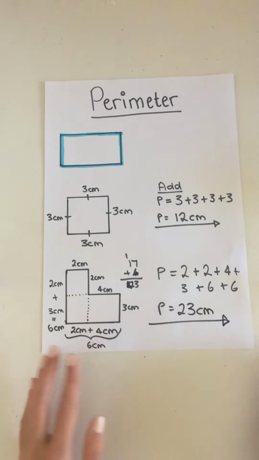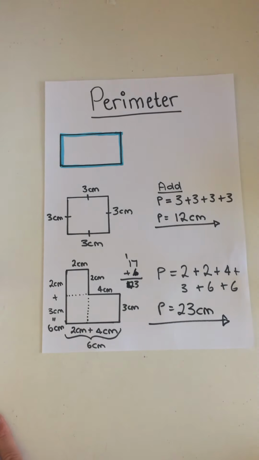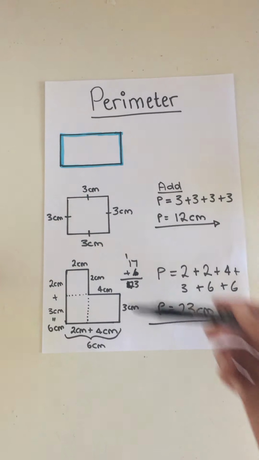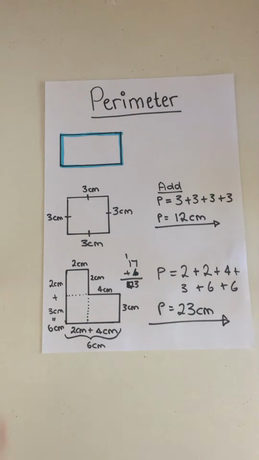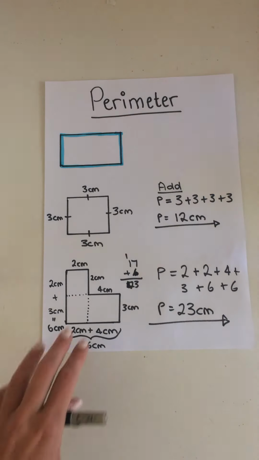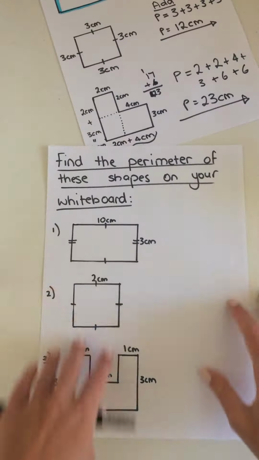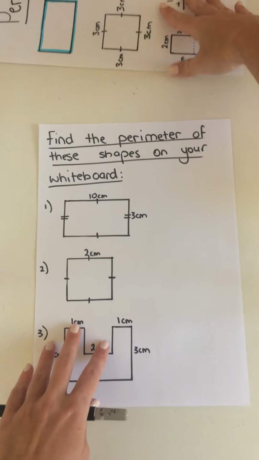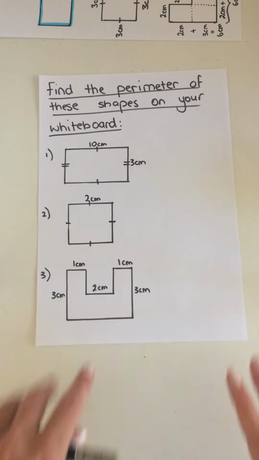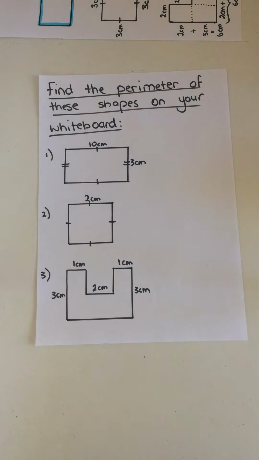So it doesn't matter what shape you have. To get the perimeter, you always add all the sides together, and sometimes we have to find the extra or unknown sides by ourselves using what we know about the shapes. So if you understand this clearly, please pause the video now and try these examples on your whiteboard by yourself. Find the perimeter of those shapes.